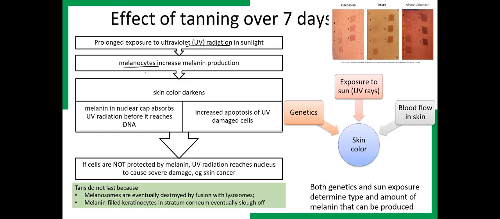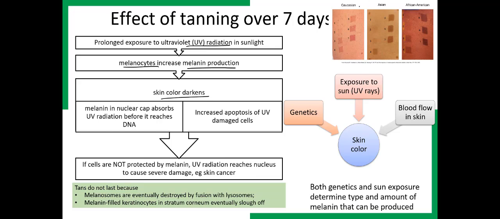And because they become more active, they increase the amount of melanin produced. And so with melanin being a skin color pigment, if we produce more melanin, then our skin color will become darker, right? The melanin then helps to protect the nucleus of our keratinocytes from UV damage.